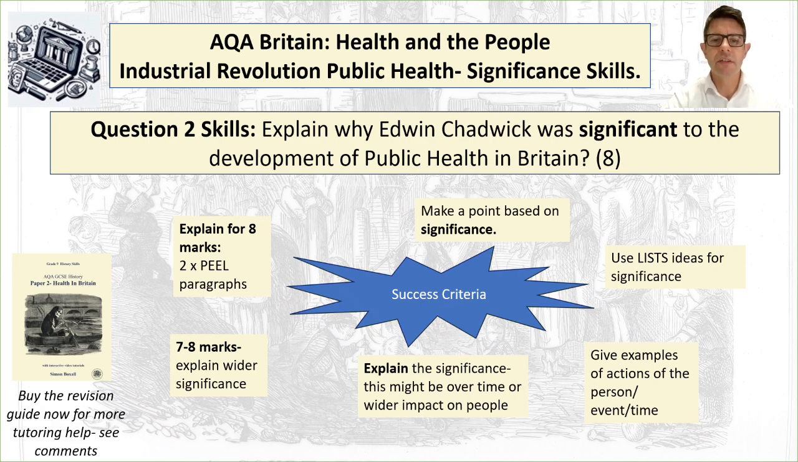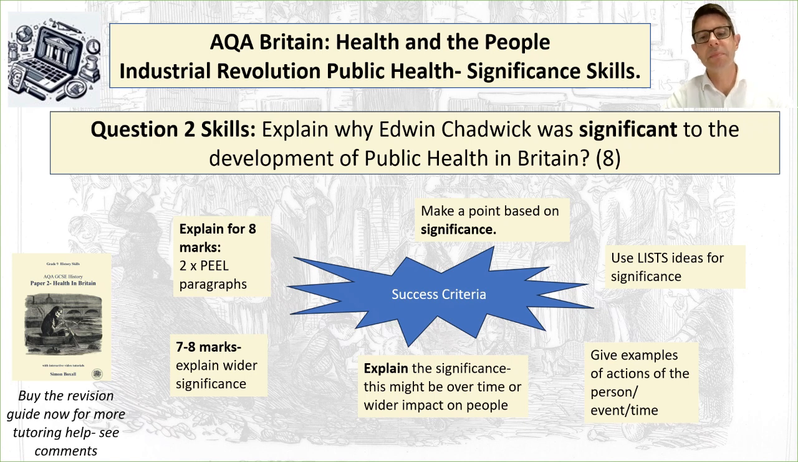So your opening point needs to have some significance criteria. And the significance criteria I talk about is the idea of LIST. So we're going to use our LIST criteria. If you don't know what that is, I'm going to talk you through it in a moment. Obviously, we're going to give examples of Chadwick's actions and give a few details of what he did.